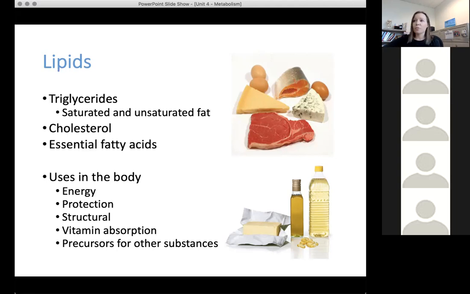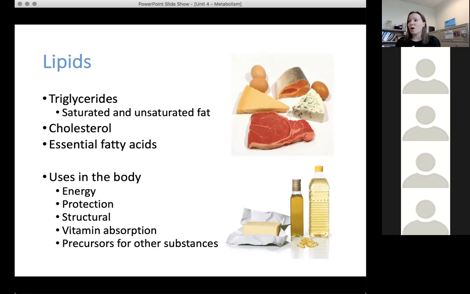Okay, there's a couple more functions as well. Fat helps with the absorption of fat-soluble vitamins. There are certain vitamins, called fat-soluble vitamins, that have to be absorbed along with fat. Otherwise, they can't be absorbed. So fat helps, therefore, with the absorption of these types of vitamins.